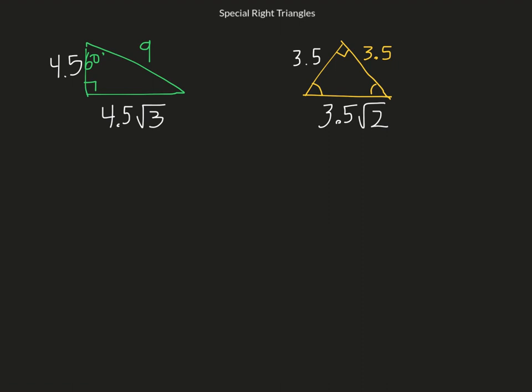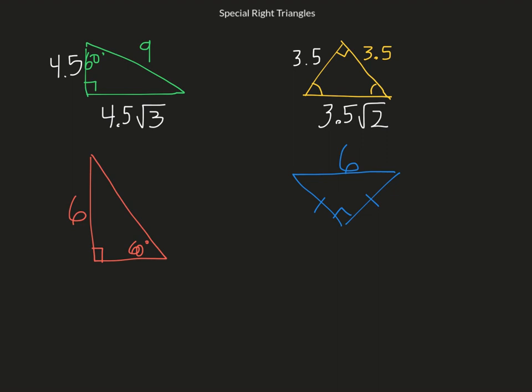Now what I want to do is give you the hard side only. I'm going to give you the side that has the square root and see if you can work backward and get the other ones. So I've chosen 6 for both of them, just so you can see how it affects them differently. Again, if you'd like to try it on your own, go ahead and stop the video, try it on your own.